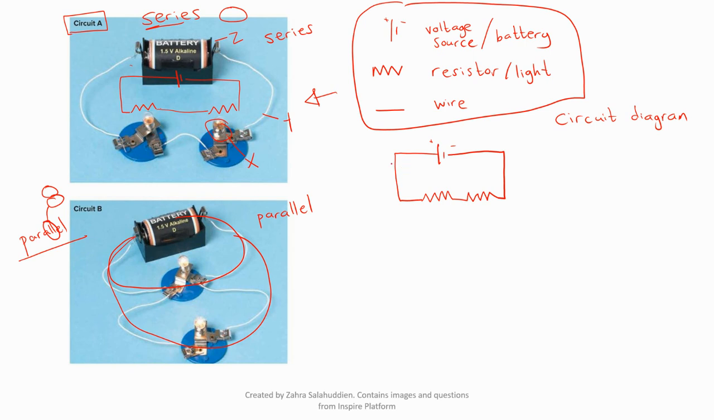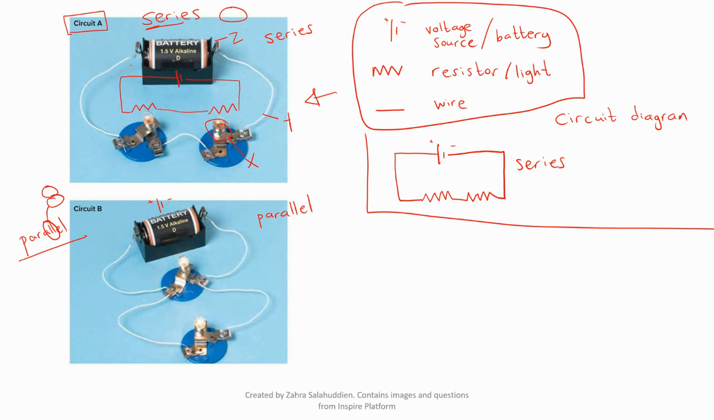Okay, so now that we know how to draw the circuit diagram for the series circuit, let's draw a circuit diagram for the parallel circuit. Just like we did for the previous one, the battery is a long line and a short line. If you think that you can do this, please pause the video and give it a try, and then unpause it and see if your solution is correct.